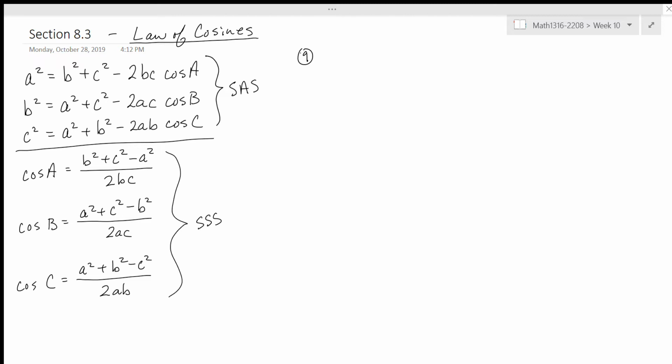Now, is everybody ready to start number 9, or anybody still writing those formulas down? Okay, here we go. Number 9. And we've got 45 and 2 and 4. Now the problem says to solve the triangle.